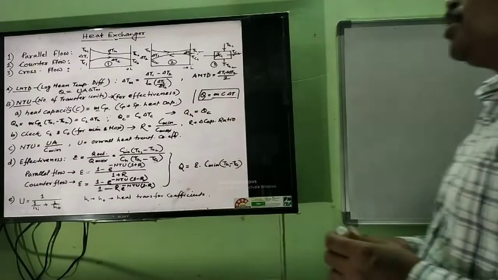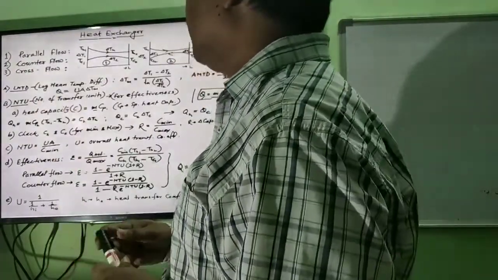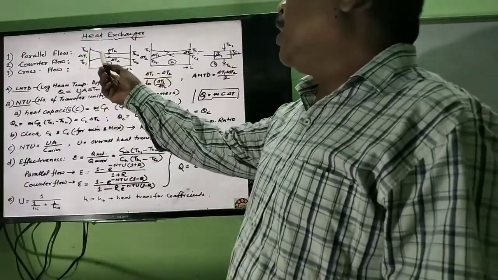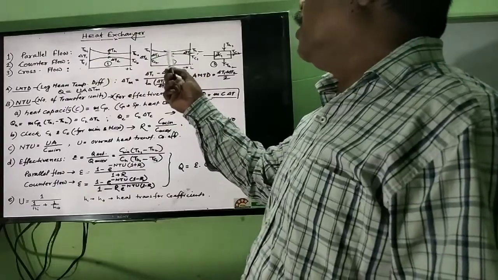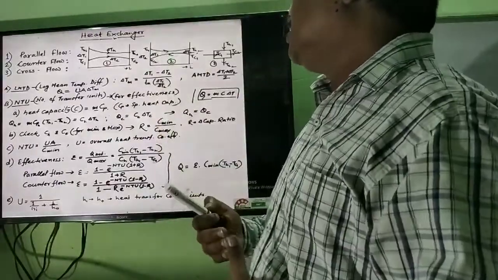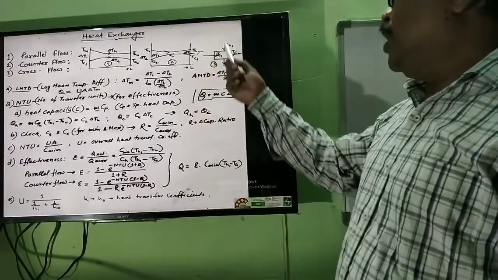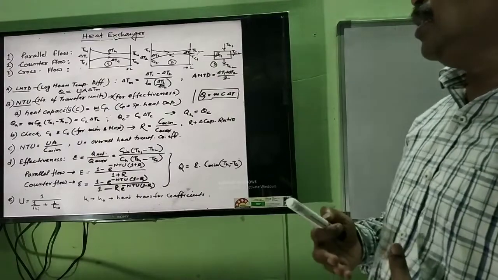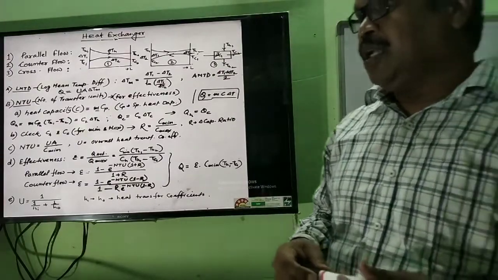There are three types of heat exchangers: parallel flow heat exchanger, counter flow heat exchanger, and cross flow heat exchanger. In a parallel flow heat exchanger, both hot and cold fluid go in the same direction. In counter flow, they go in opposite directions, and in cross flow, one is vertical and the other passes crossing each other's direction.